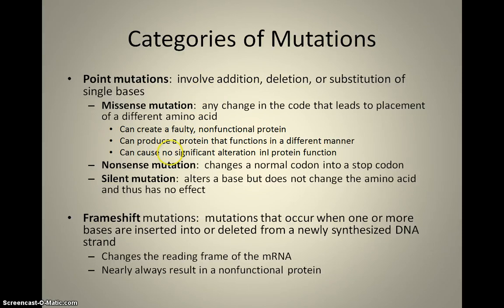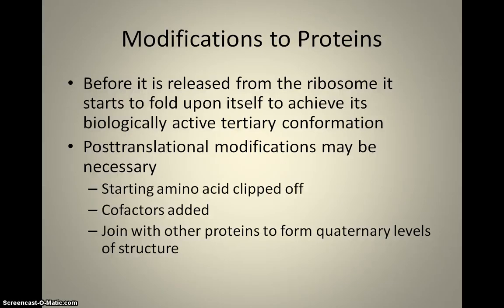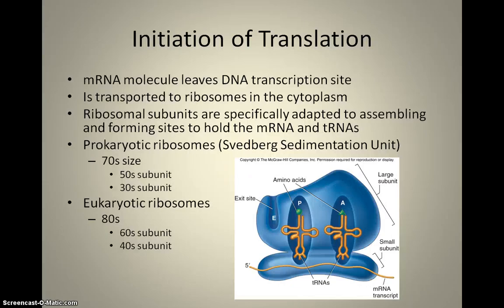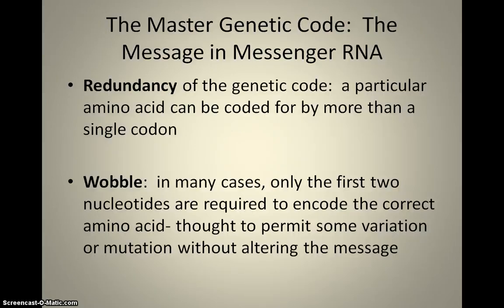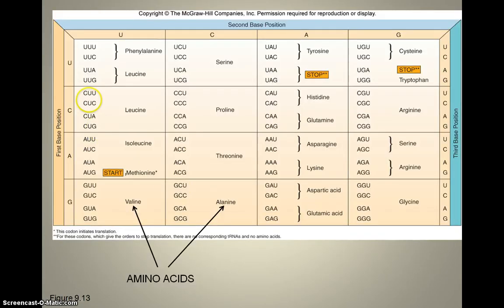A nonsense mutation is one in which you have changed from a normal codon to one of those three stop codons. A silent mutation is one where you change the base pair, but it doesn't affect the amino acid whatsoever. So remember, if we go back, let me go way back up here and see if I can find that table. Here it is. So let's say if in the third position we put a C instead of a U here, we'd still code for leucine, and so it would be silent. We wouldn't see any difference.